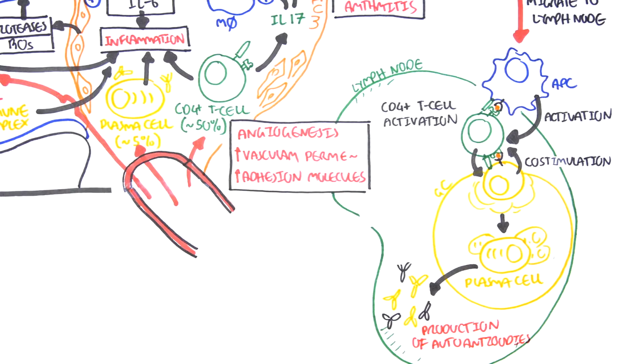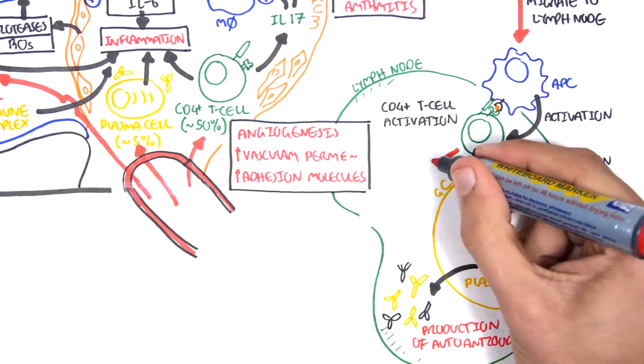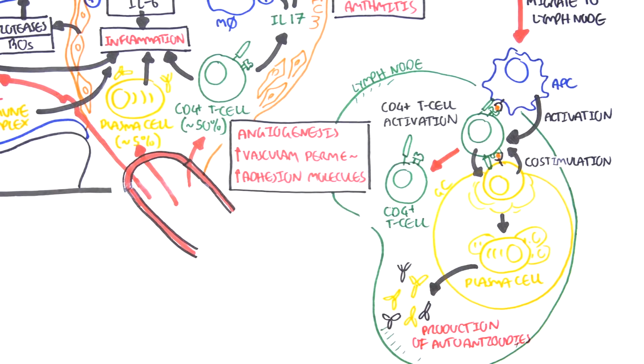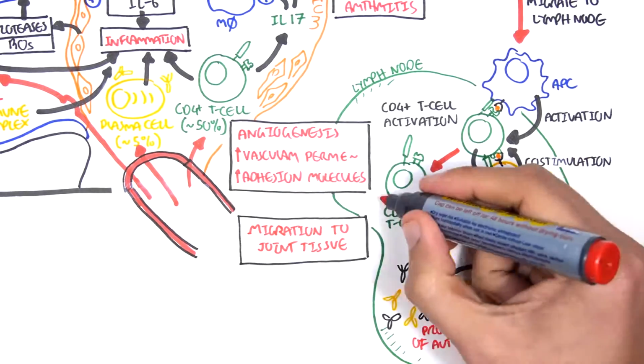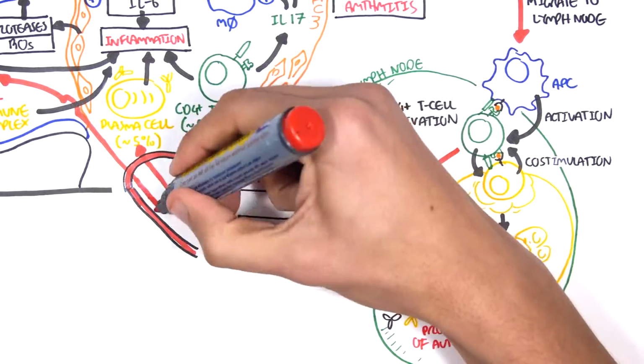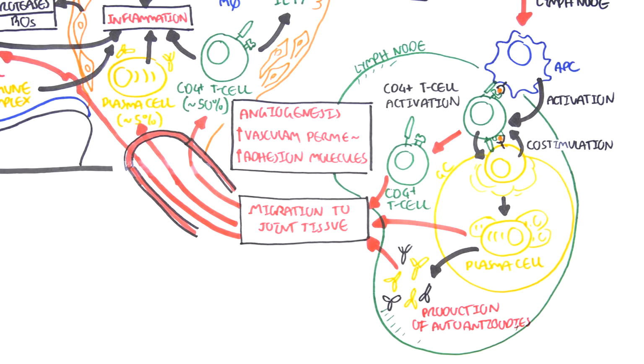So then what? Well, you now have CD4 T helper cells, and you have the antibodies and the plasma cells, and they will also have homing receptors and stuff like that, which will allow them to migrate to joint tissue. So that is how they move into the joints in rheumatoid arthritis. So I hope that made sense.